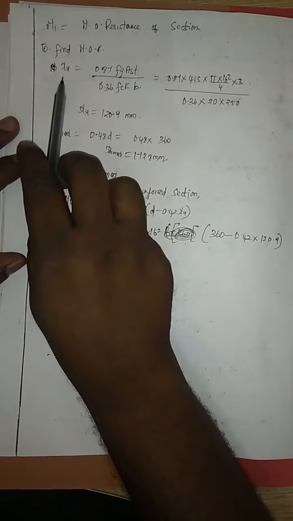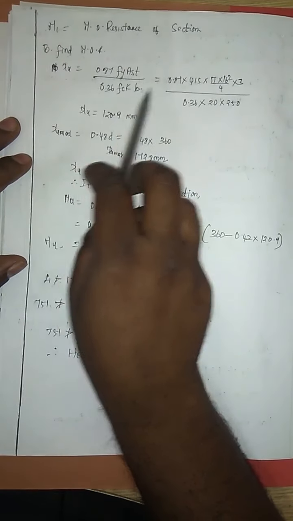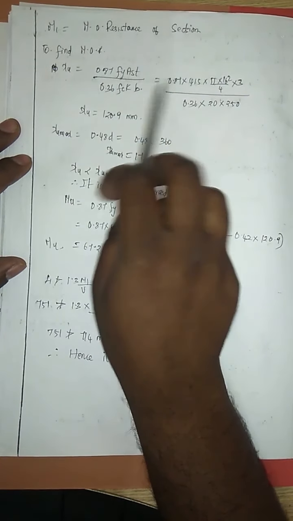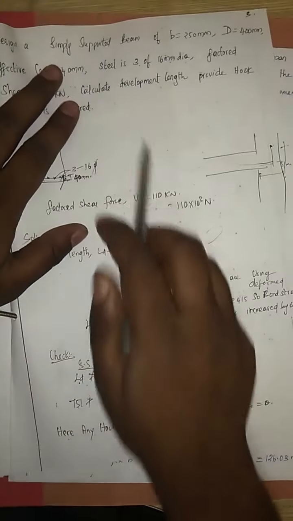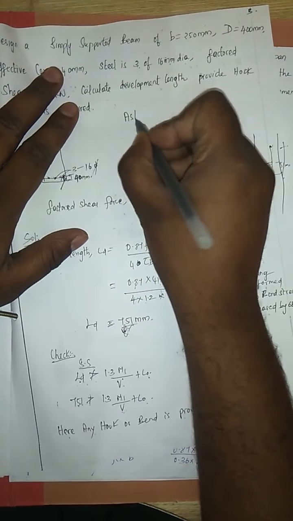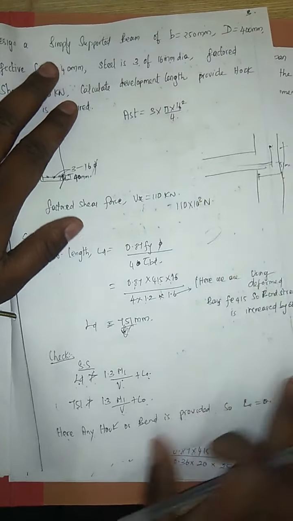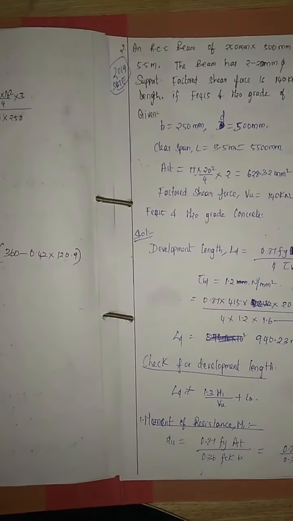So XU formula you already know, 0.87 Fy AST divided by 0.36 FCK B. So substitute the value 0.87 into Fy is 415 into AST. AST is given in the question: 3 of 16 mm dia. That is, AST is equal to 3 into pi into 16 squared by 4. So you will get this value.